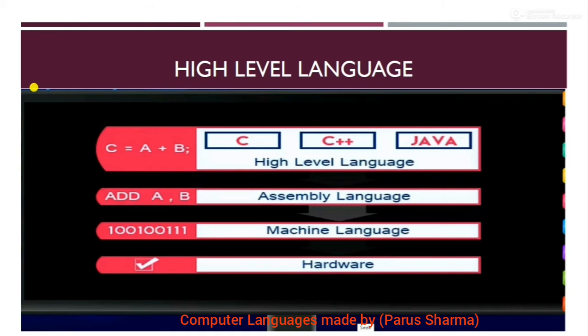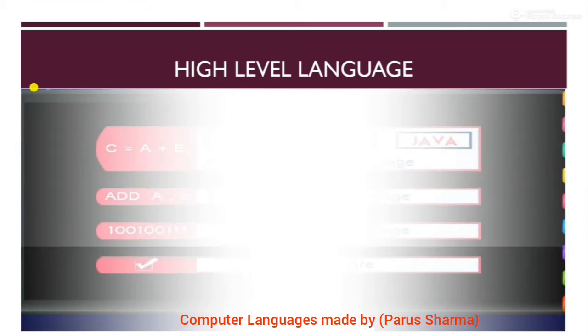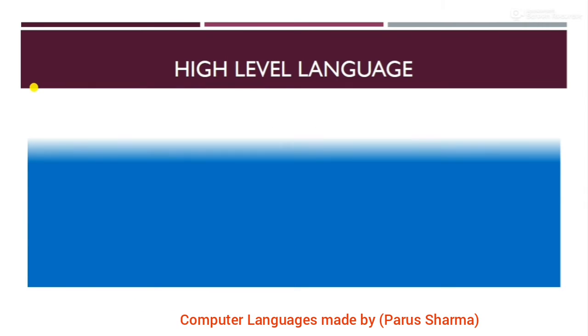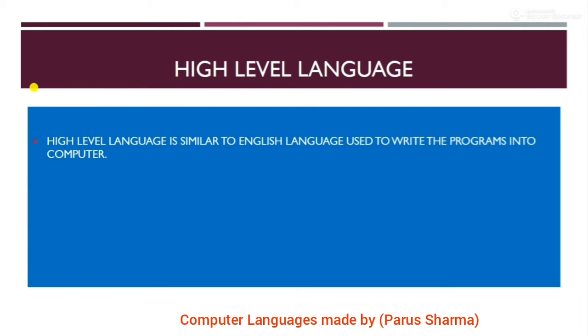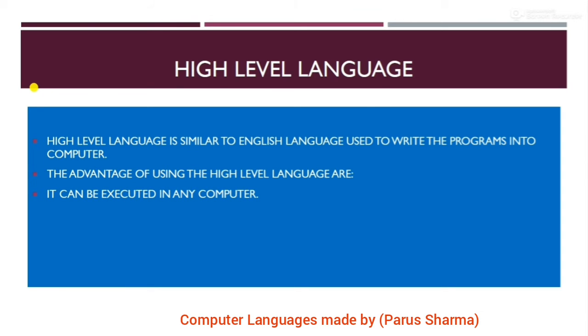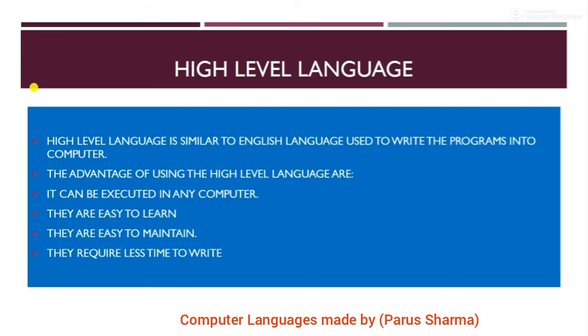After machine language and assembly language, we have high-level language. In high-level language, we use English language to write our program, which makes programming more easy to understand. The advantages of using high-level language are that it can be executed on any computer, it is easy to learn, it is easy to maintain, and it requires less time to write.